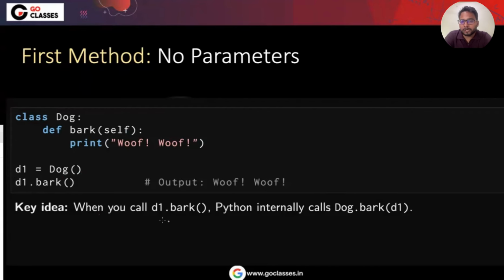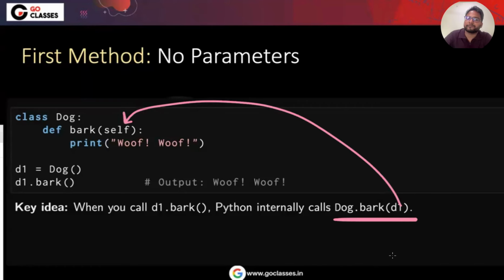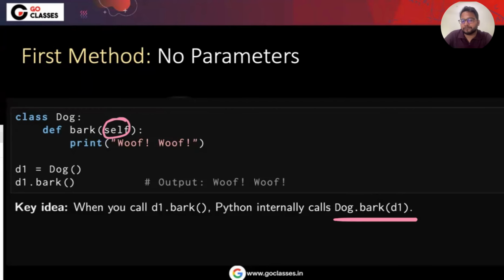Key idea: when you call d1.bark, Python internally calls, actually it is not needed, but Python basically calls Dog.bark and then the object reference, which is d1. So Dog.bark will get called, and this d1 will be passed as self. Python always uses one parameter here, so that is why you always have to write something here, and by convention it is self.